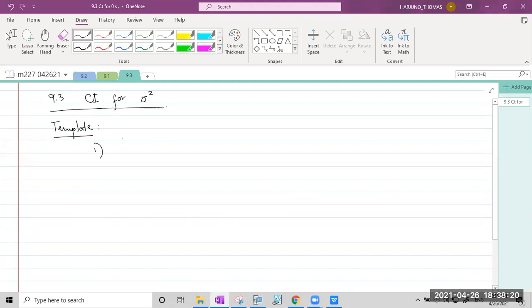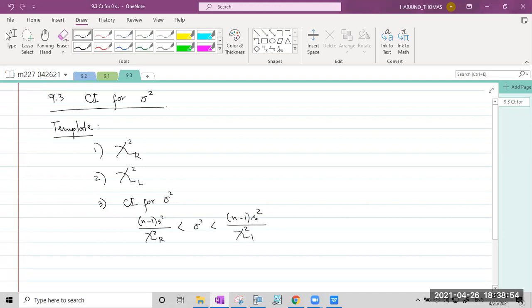Step 1, we will look for chi-squared right. Step 2, we will look for chi-squared left. Step 3, then declaration. The formula will be n minus 1 times s squared over chi-squared right, less than sigma squared, less than n minus 1 times s squared over chi-squared left. That's the template.